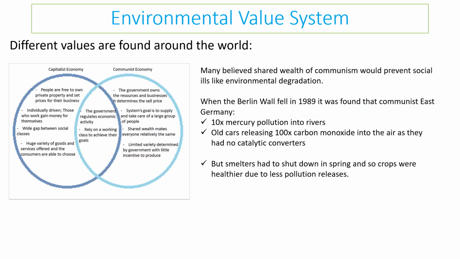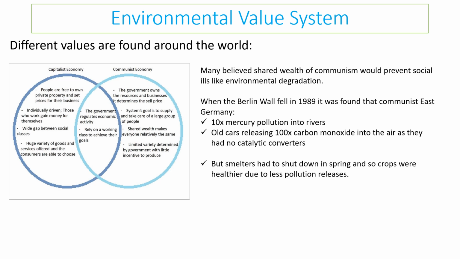And this can be seen in this diagram, and if you're not 100% certain what the difference between capitalism and communism is, please use the Venn diagram. But effectively, the main difference is about the idea of who runs the companies and who sets prices. So what happened, as we said, was many felt that communism would prevent social ills like the capitalism system. However, we got these good examples here from East Germany, which had 10 times the mercury poisoning and the problem of carbon monoxide released from cars.